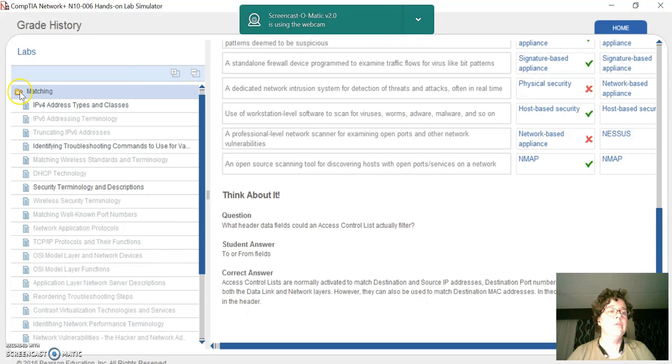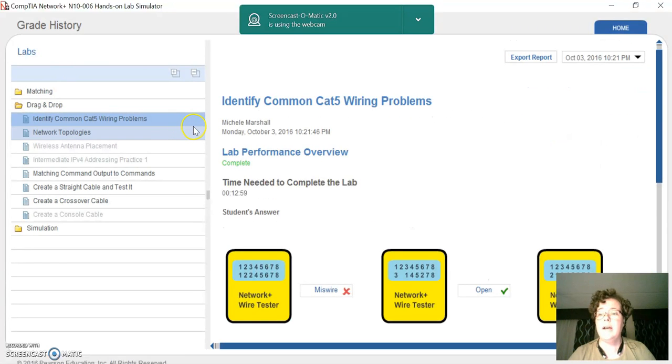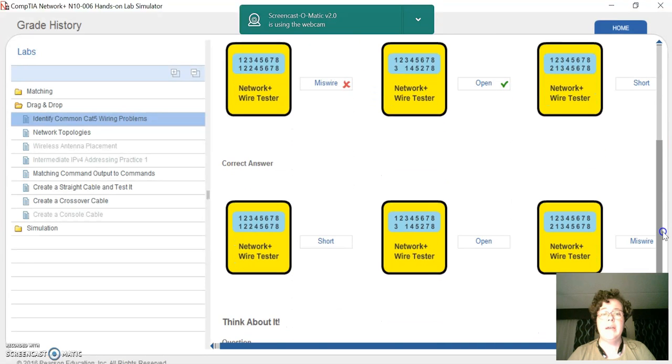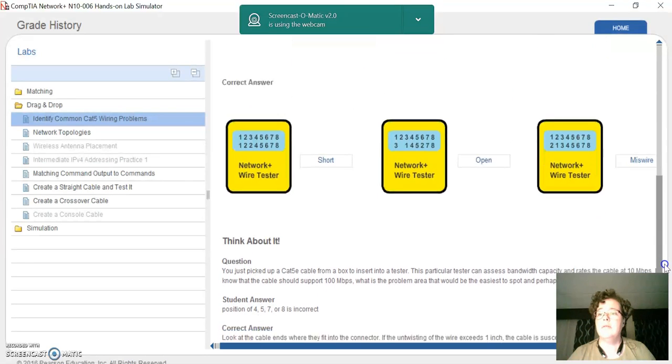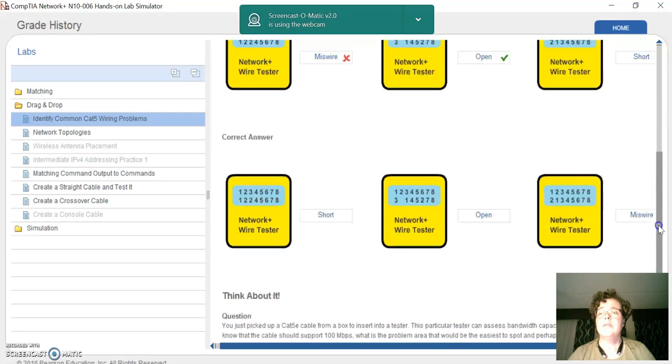All right, so I'm going to close out the matching. Drag and drop. We had 5 that we did in this section. So here's my common Cat5 wiring problems. It's complete. There's my results.